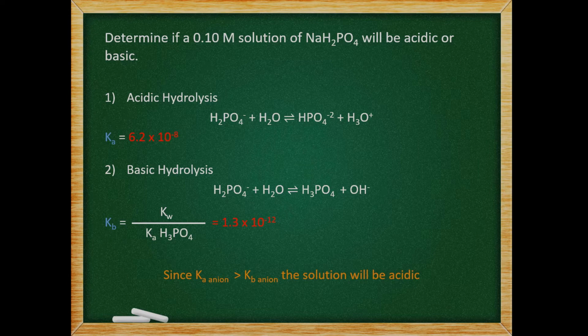When we have our Ka and Kb values, we can simply compare them to each other. Since the Ka is greater than the Kb, the solution will be acidic.